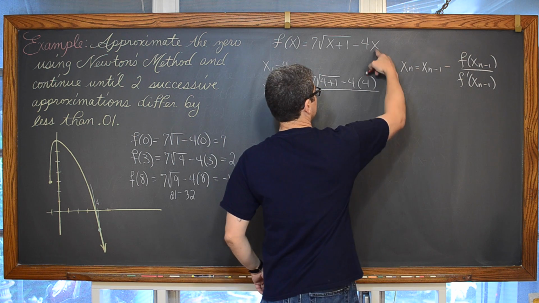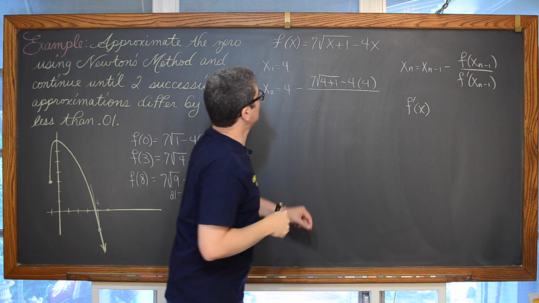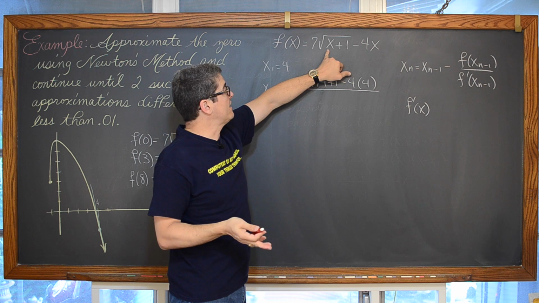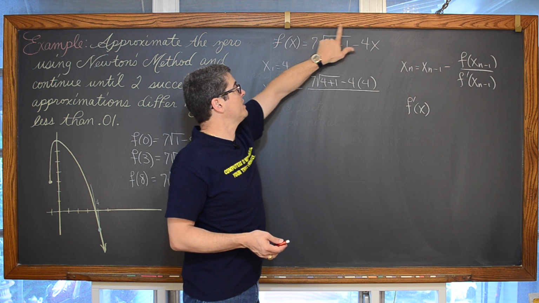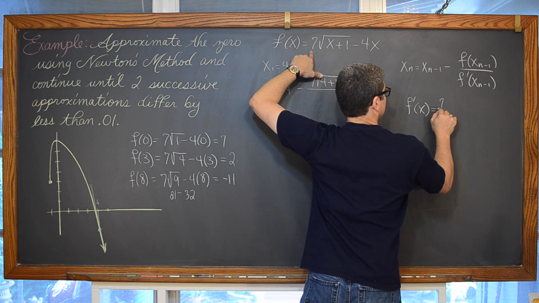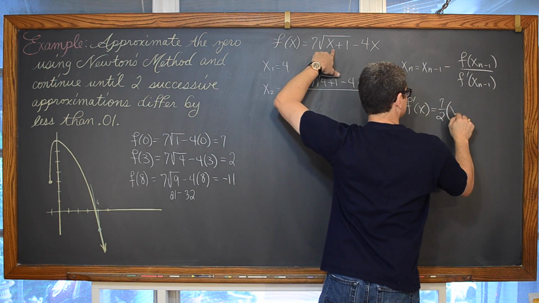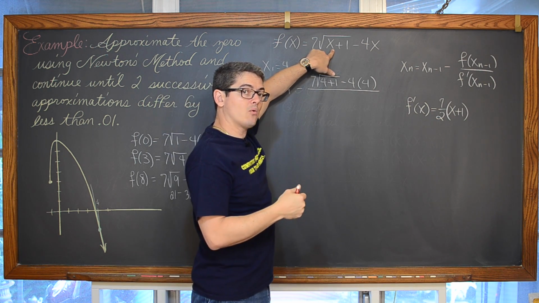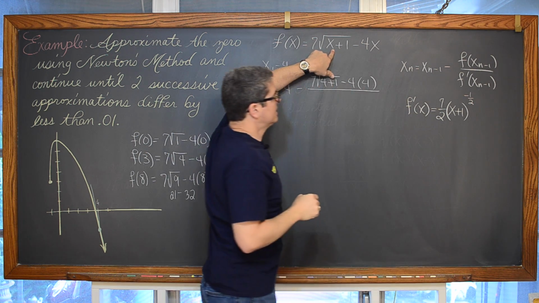So let me come off to the side here. Should have maybe done this first. f prime of x. Okay, well, now this is 7 times x plus 1 to the 1/2 power. So if that x plus 1 is to the 1/2 power, we bring that 1/2 power down out front, and 7 times 1 over 2 is 7 over 2 times x plus 1. Now I'm taking the derivative using the power rule, so we're going to decrease that power by 1, so that 1/2 now becomes negative 1/2.